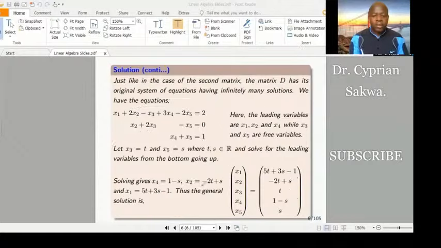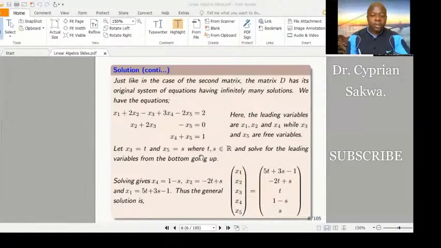So clearly, you can see that the original system has infinitely many solutions, because the values of t and s would depend on what you want. You may want to make t to be 1 and s to be 1, or t to be 2 and s to be 1, or t to be 3, s to be 5, and so on. So it's you choosing from the real numbers. They're choosing those values from the real numbers. So that means you would have infinitely many solutions, depending on the choices you make for s and t.